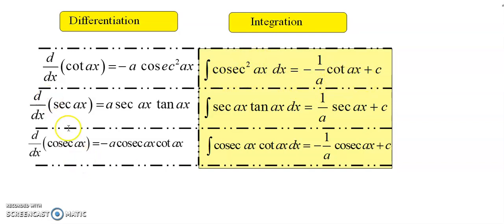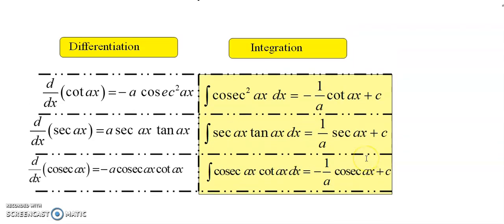Then for the secant, you differentiate secant ax, you get a secant ax tangent ax. Meaning that if you come to integration, integrate secant ax tangent ax, you get 1 over a secant ax. For the last formula, integrating cosecant ax cotangent ax, you get negative 1 over a cosecant ax.